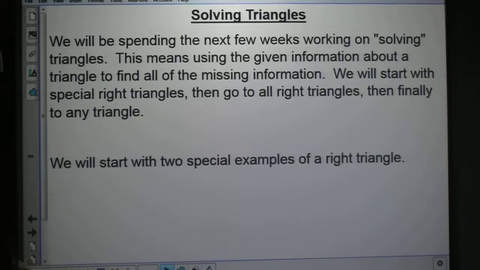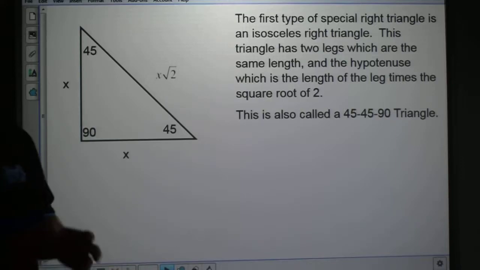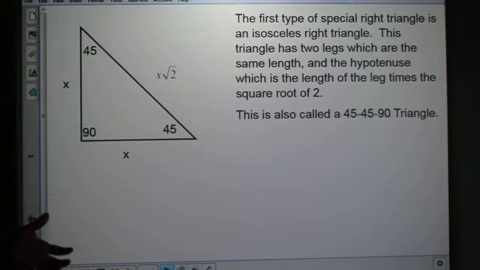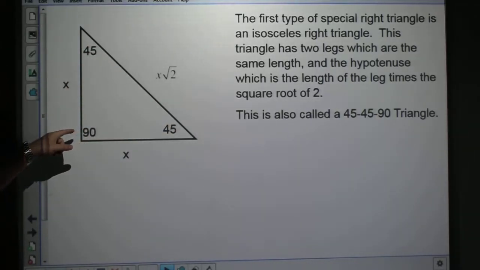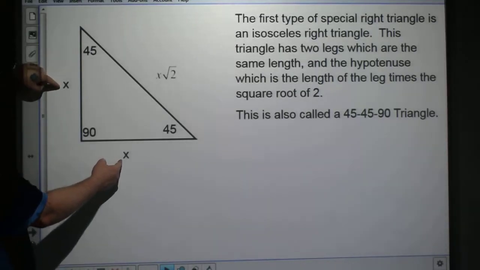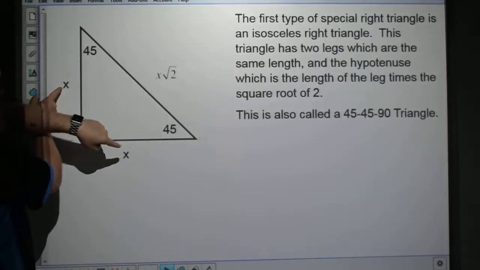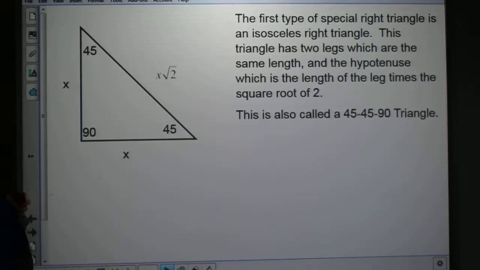Let's start with the 2 special examples of a right triangle. In class, we're going to talk a lot about this, but for this video, I just wanted to give you the basics. This is what's called a 45-45-90 right triangle. It's also called an isosceles right triangle. Anytime you see a 45-45-90 right triangle, these 2 sides are the same. It makes sense because they're across from identical angles. The hypotenuse is always going to be x times the square root of 2.